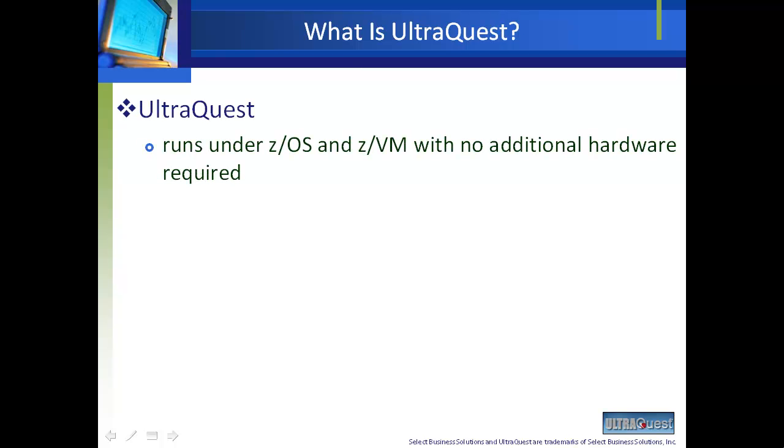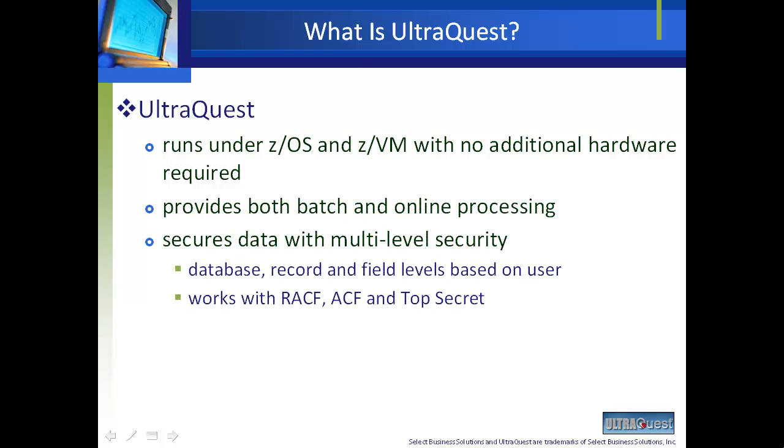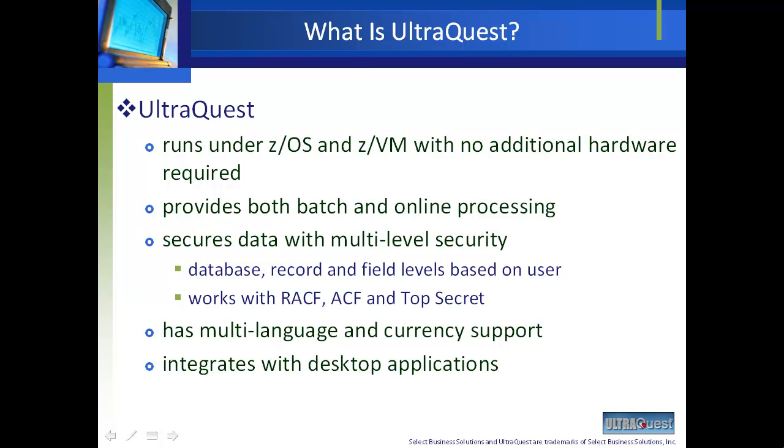UltraQuest runs under z/OS and z/VM with no additional hardware required, provides both batch and online processing, secures data with multi-level security at the database, record, and field levels based on the user, and works with RACF, ACF2, and Top Secret. It has multi-language and currency support, integrates with desktop applications, and is highly tuned for efficient use of mainframe resources.